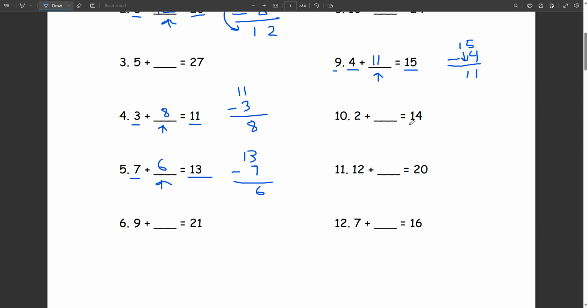Number 10, we have 14 and 2. So we're going to do 14 minus 2. 4 minus 2 equals 2. Drag down the 1. And then it just becomes 12.